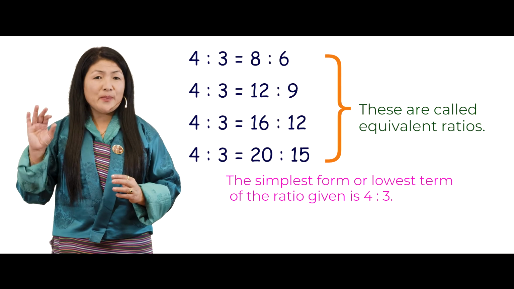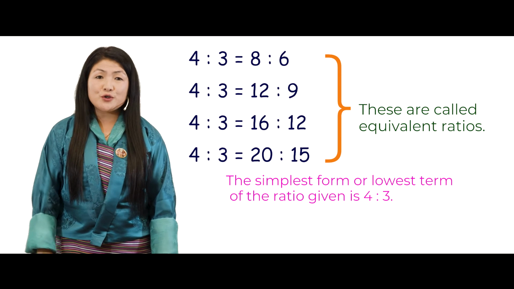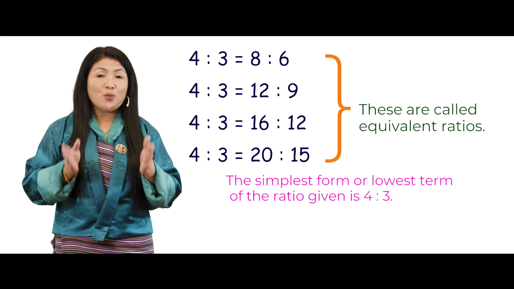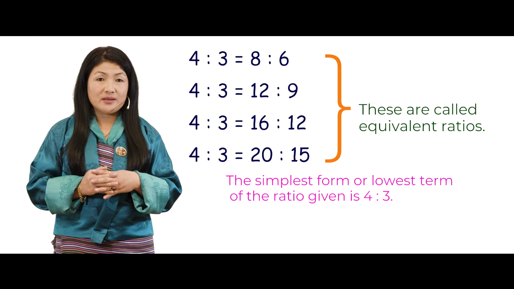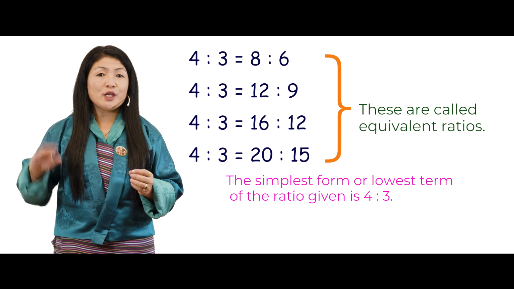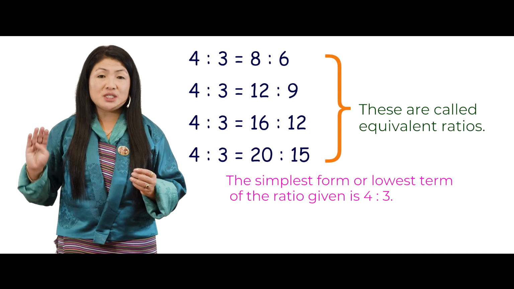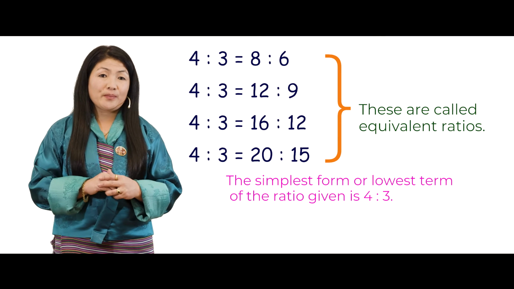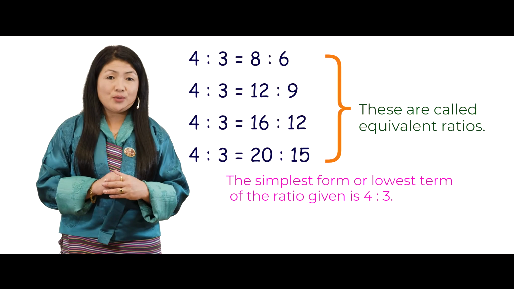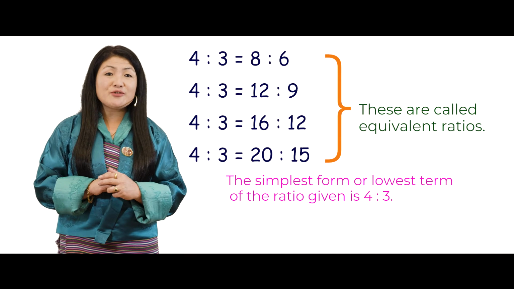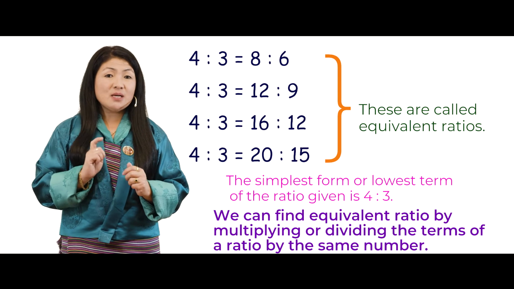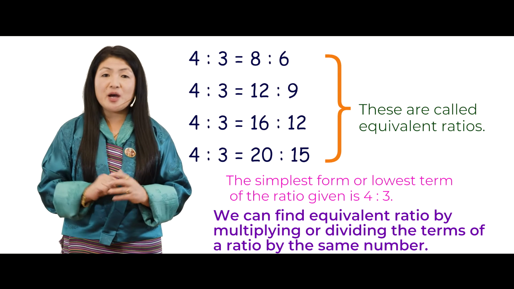The lowest term of the ratio given is 4 to 3. From the above relationship, we know what equivalent ratios are. Whenever we write an equivalent ratio, we always go for the lowest term, that means the lower values. Now let's move forward by finding equivalent ratios. We can find equivalent ratios by multiplying or dividing the terms of the ratio by the same number.